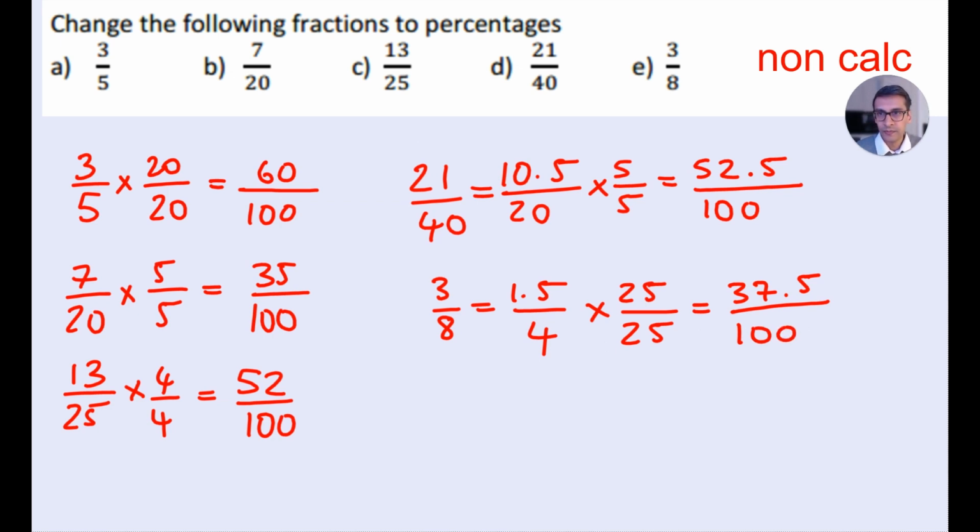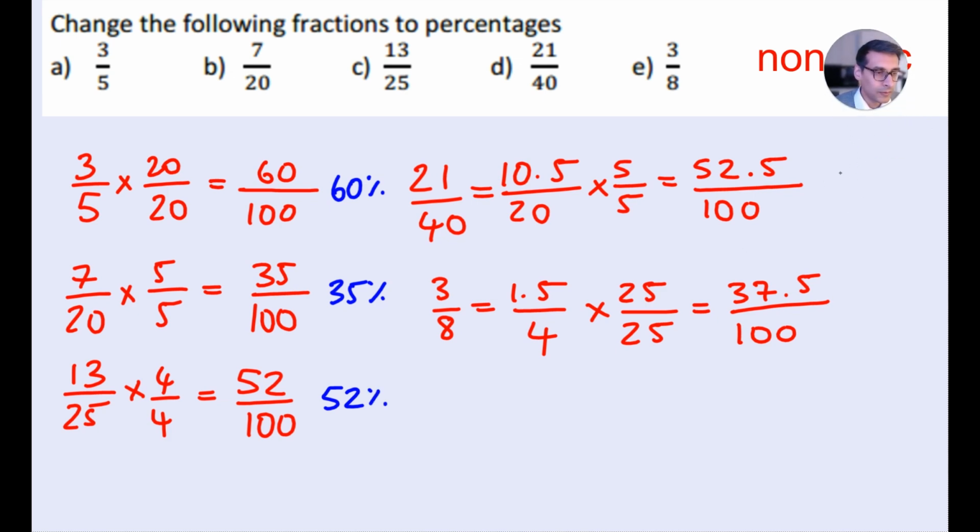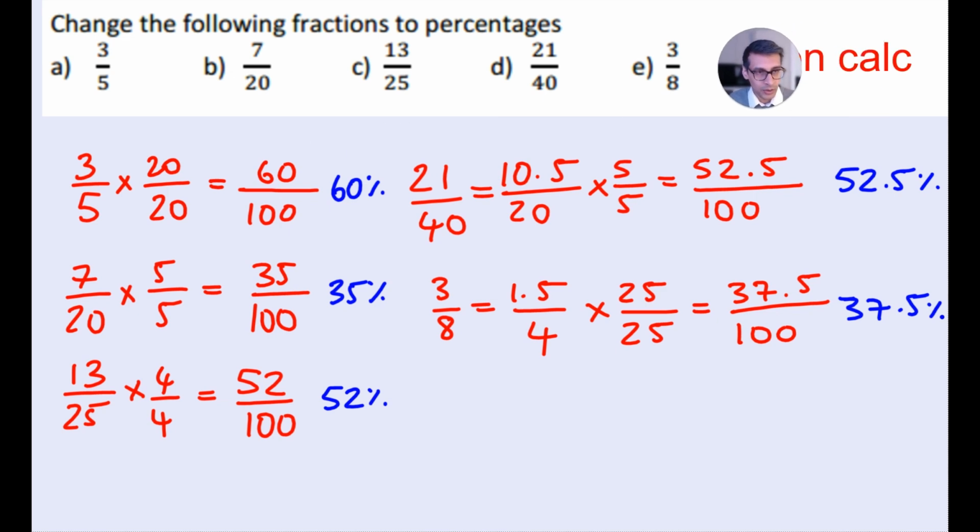So as percentages, this is going to be 60%, 35%, 52%. Here we're going to have 52.5%, and here 37.5%. So remember, when you're converting into a percentage, what you want to do is write the fraction over 100. If you had a calculator, it would be a bit easier. As you see in the previous videos, you can just put this in your calculator, 13 divided by 25, and then multiply it by 100. But this would be a non-calculator question.